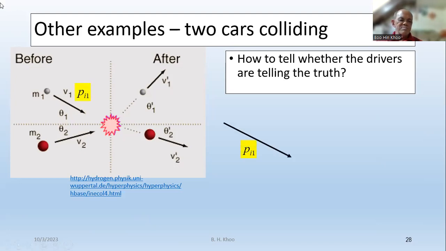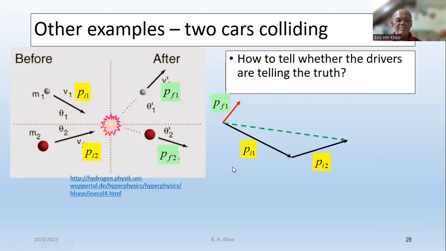That is the initial momentum. We can draw it as a vector. Then that's the resultant momentum, and the final momentum. And there is a final momentum for F2. Both of them give the same resultant.